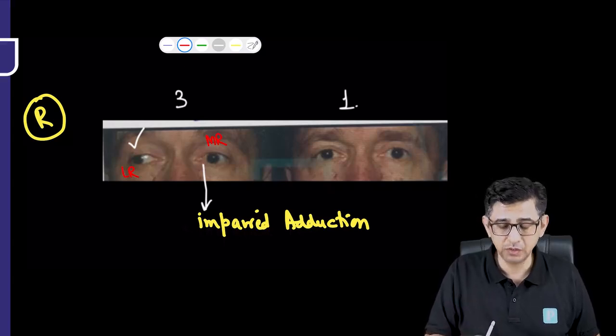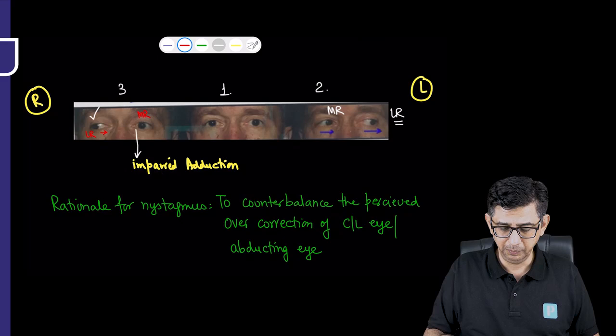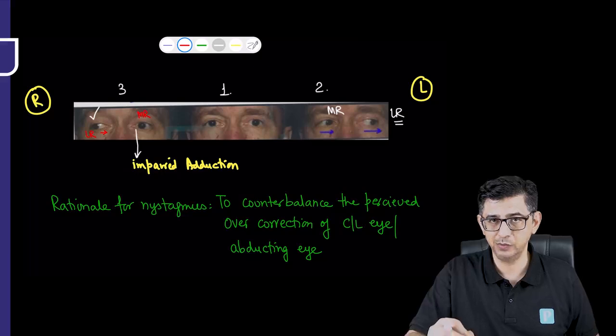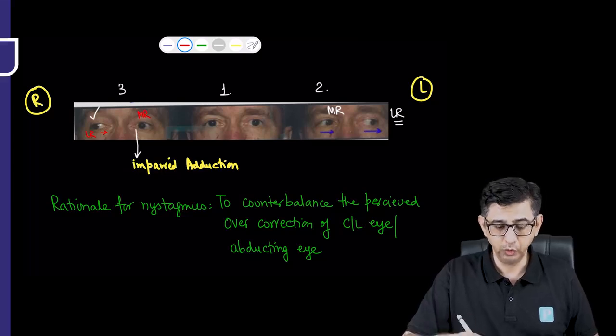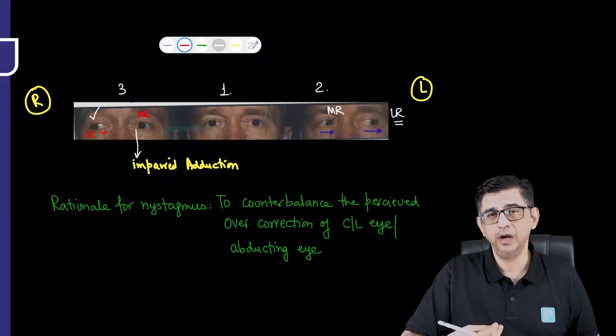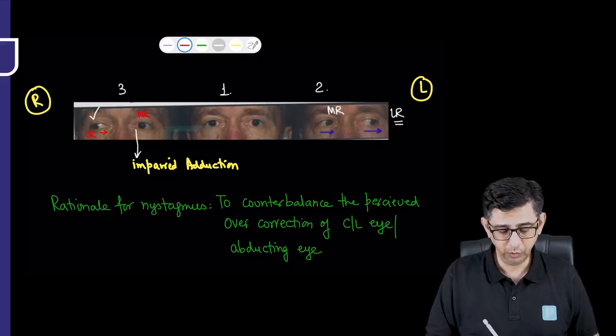And to counterbalance this overcorrection, there will be a development of nystagmus in this patient. The main concept of why you get a nystagmus on the contralateral side is that the brain will perceive the normal movement of the right eye of this patient as an overcorrection, and to counterbalance this overcorrection, there will be a nystagmus present. So the final output is like this.